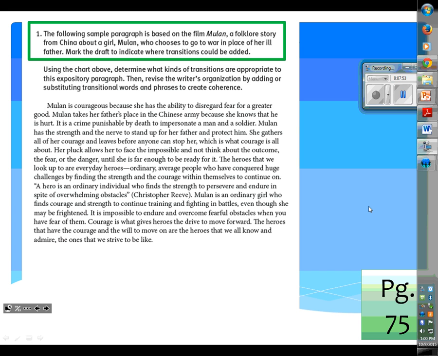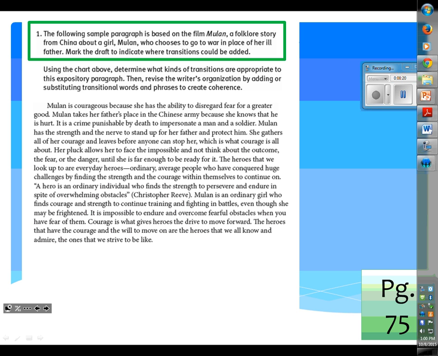I'm curious if anyone here would want to share an example of a transition that they thought would work really well in this paragraph. Okay, well then tell us the sentence that you were looking at. Just read the original sentence aloud for us. Oh, I lost my sentence, so I have to transition. Okay, what sentence was it? Number-wise, what sentence? 2. Okay, so number 2, so that's going to be "Mulan takes her father's place."